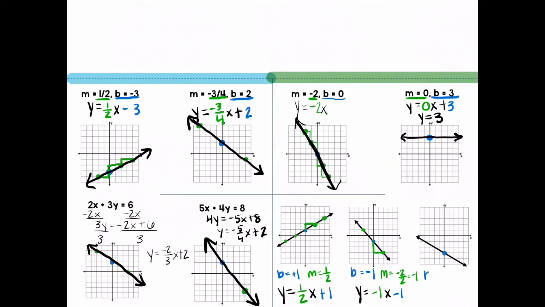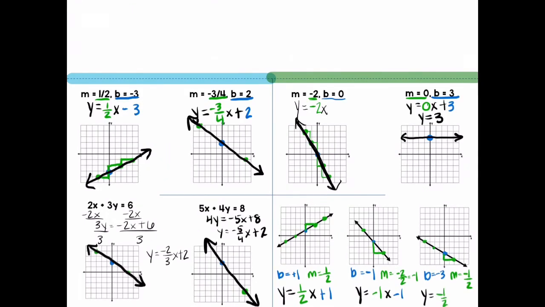So then the last one, I go down 1, 2, 3. So my b is -3. And then for my slope, I'm going to find another point right here, right here, right here. I go down 1 to the right 2. So m is down 1 to the right 2. Remember, right is positive. So my equation is y equals -1/2 x minus 3.